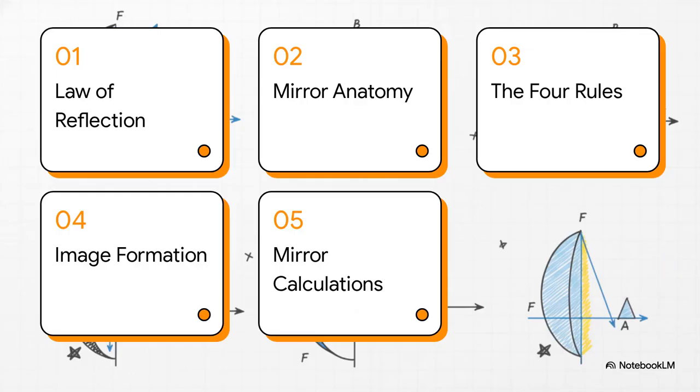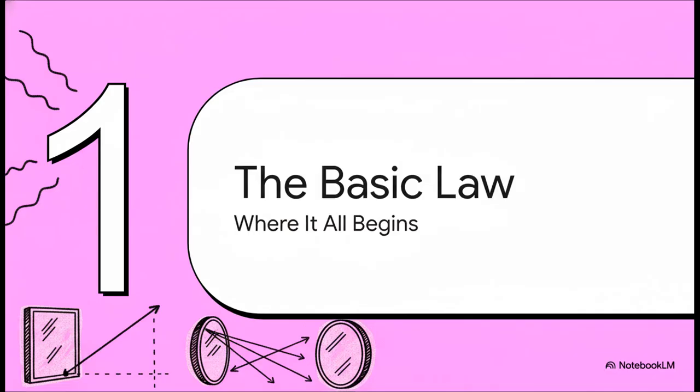So here's our game plan. We're going to start with the one fundamental law that rules them all. Then, we'll get to know the parts of a curved mirror. After that, we'll dive into the 4 simple rules light always follows, see how those rules create the images we see, and finally, we'll wrap it all up with the neat bit of math that ties everything together. All right, let's get right into it.